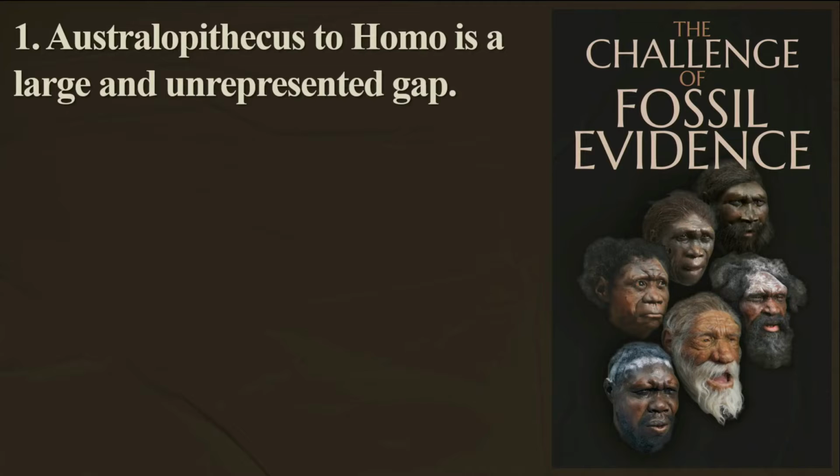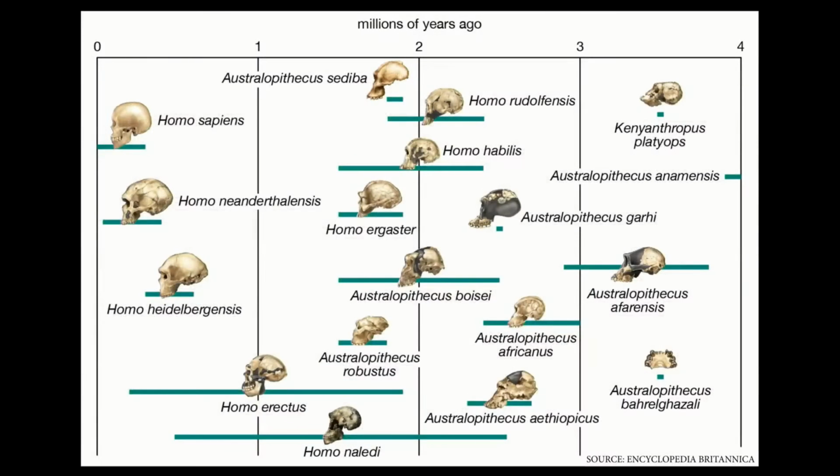All right. Reasons why I think that fossil evidence is not very strong. Number one, the gap between the genus Australopithecus to the genus Homo is large and unrepresented in the fossil record. Now, immediately you're saying, what do you mean by the genus this and the genus that? So these genera, that's plural for genus, are the genus Homo and the genus Australopithecus.